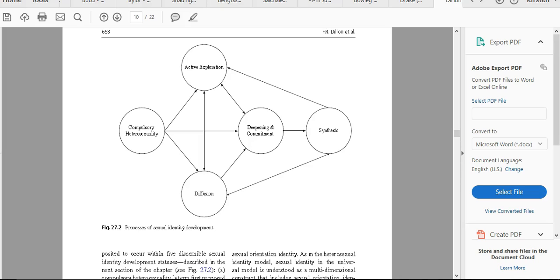If we move down to the diffusion status, not stage. This is really where we see two different types of diffusion posited here: diffused diffusion and carefree diffusion. This carefree diffusion is essentially where people are expected to indicate low levels of commitment to that exploration.